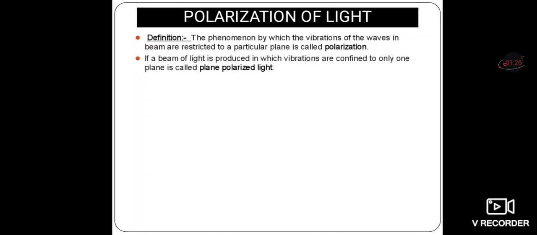So next, if a beam of light is produced in which the vibrations are confined to only one plane, that is called plane polarized light. So after the polarization process has taken place, all these vibrations are restricted or confined to only one plane. Whichever one you decide, parallel or perpendicular, whatever vibration you desire, you can get that. Such type of light is called plane polarized light.